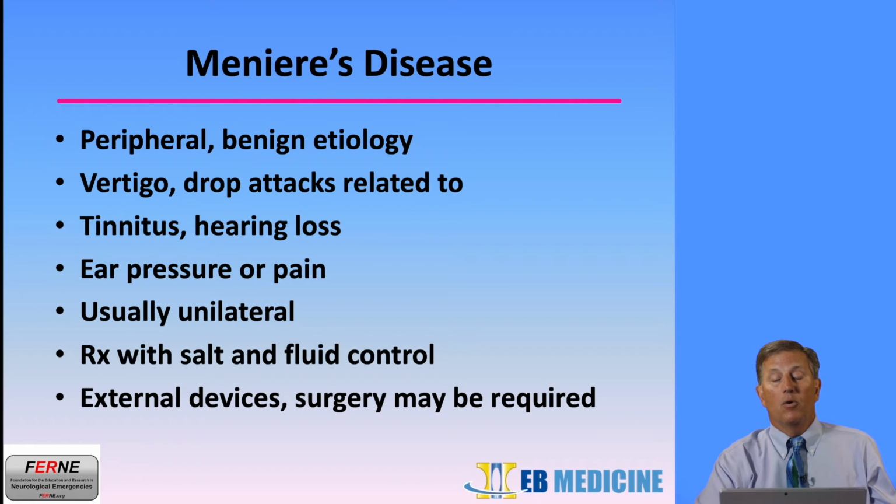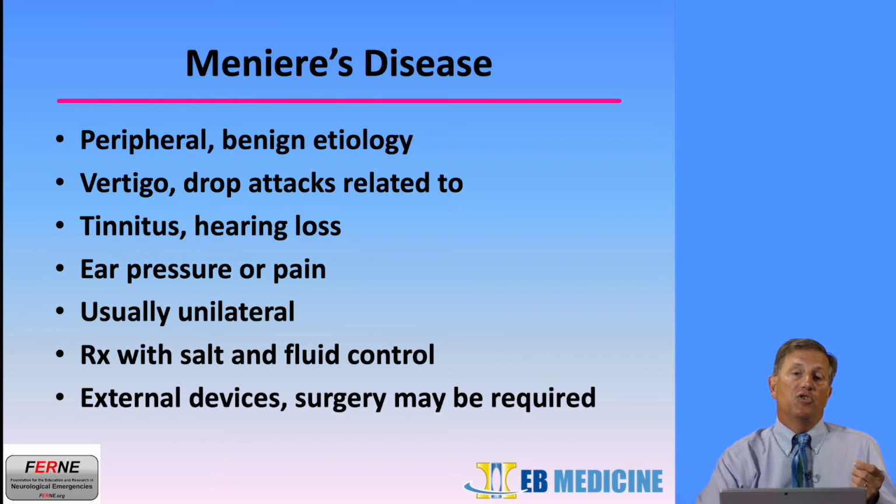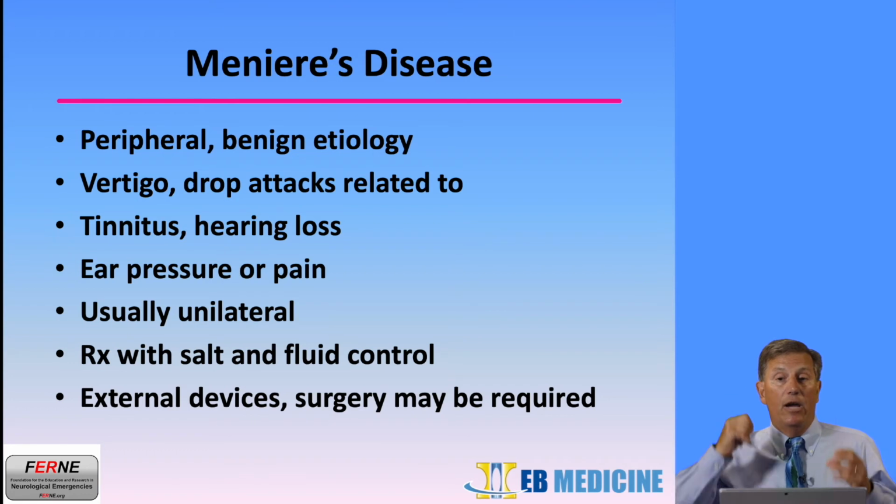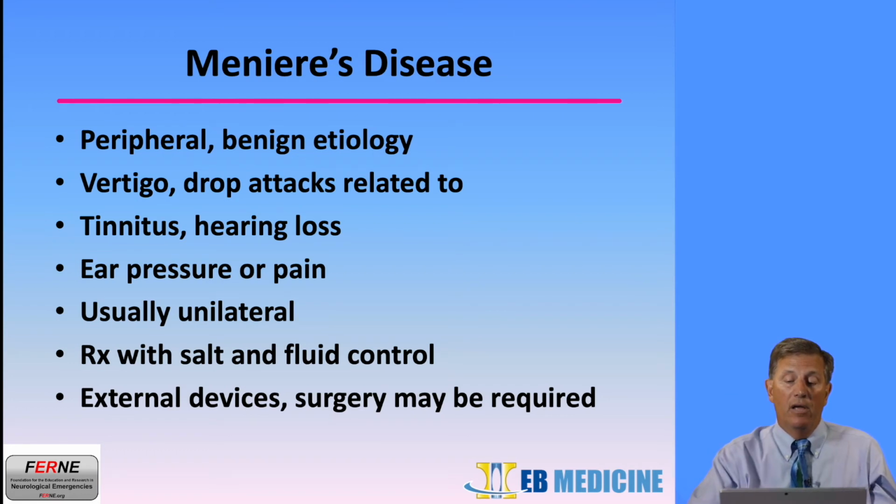Meniere's disease, also a peripheral benign etiology. Patients will have vertigo and drop attacks related to this disease state. There can be tinnitus, hearing loss, ear pressure or pain. It's usually unilateral. It's treated with salt and fluid control. And at times there's external devices or surgery that may be required. So Meniere's, unilateral hearing loss, a simple way to check for hearing is to move your fingers by one ear and then the other. And if they say they can hear it on one side and they're deaf to it on the other, that would suggest possible Meniere's disease.